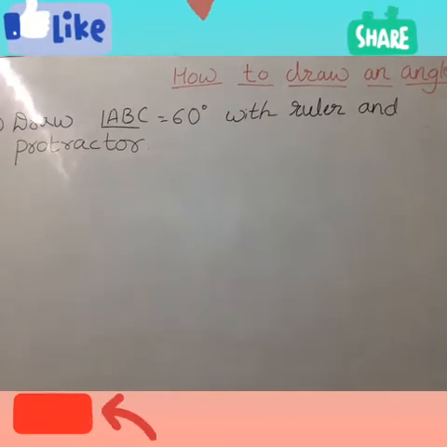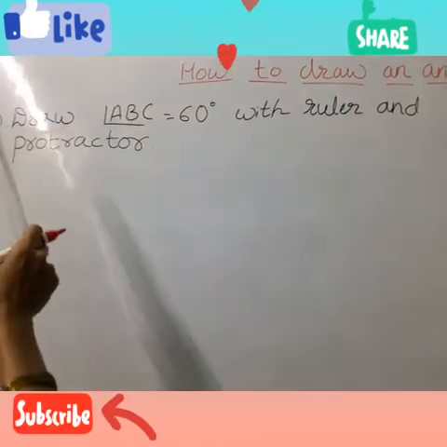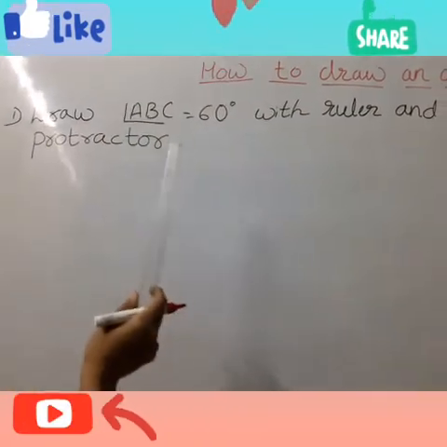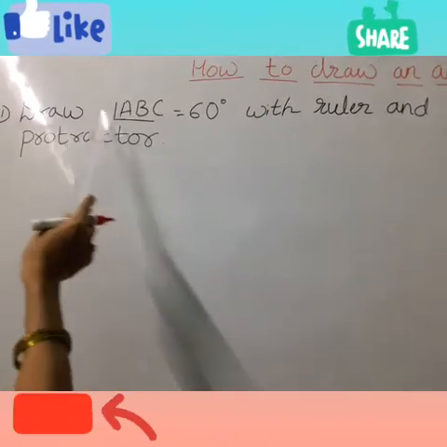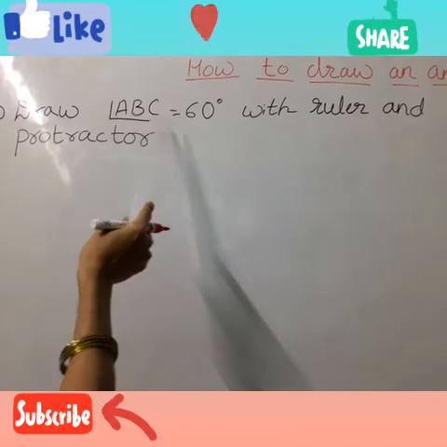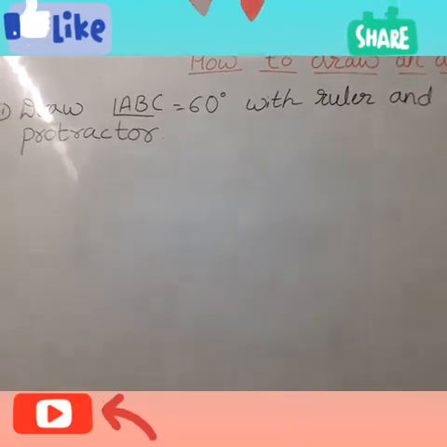Today, let's begin with our next topic, how to draw an angle. I will show how to draw an angle with the measurement of 60 degrees. So, draw an angle ABC of 60 degrees with the ruler and protractor.